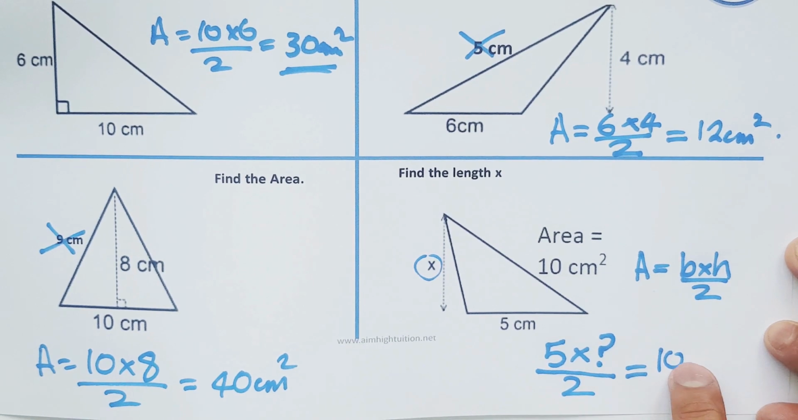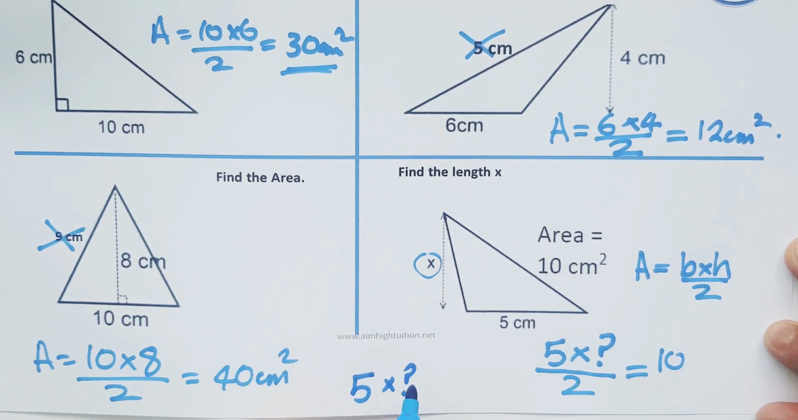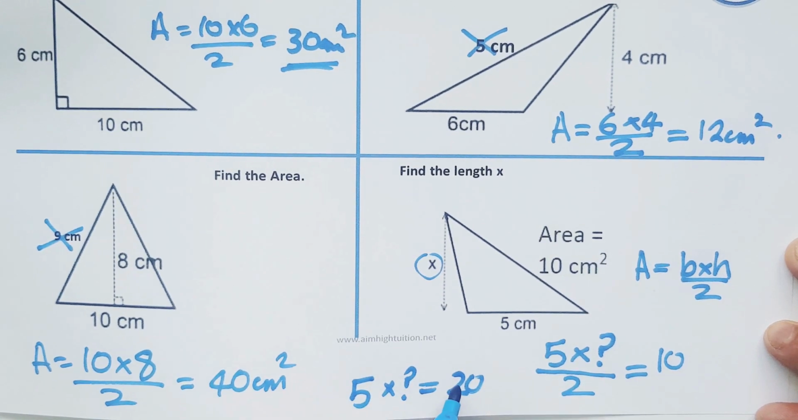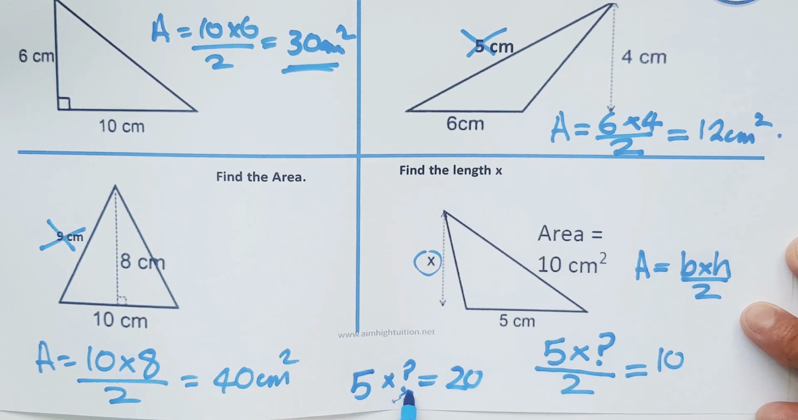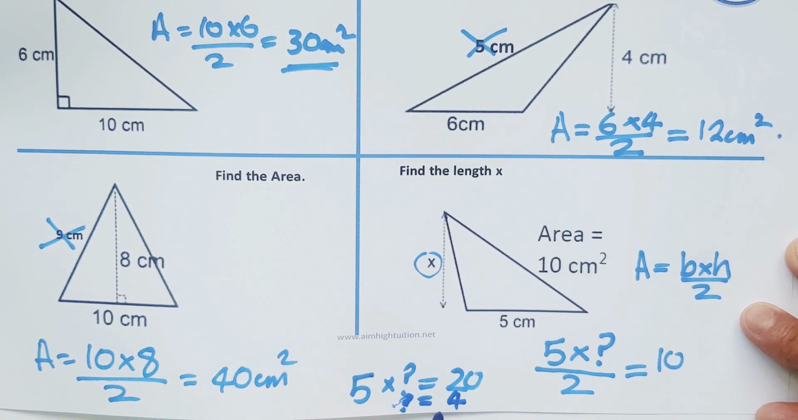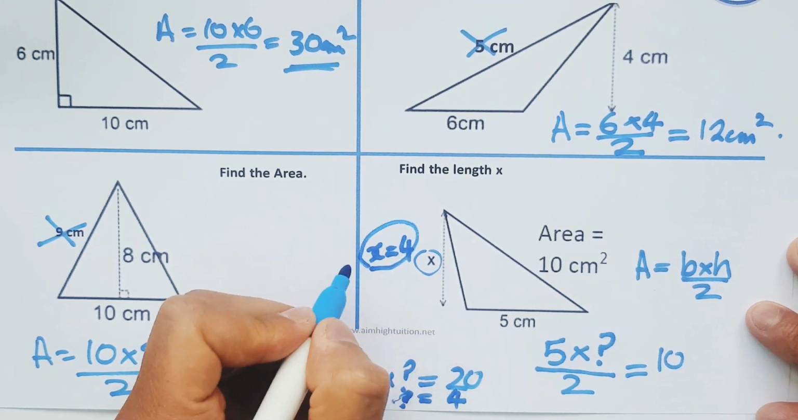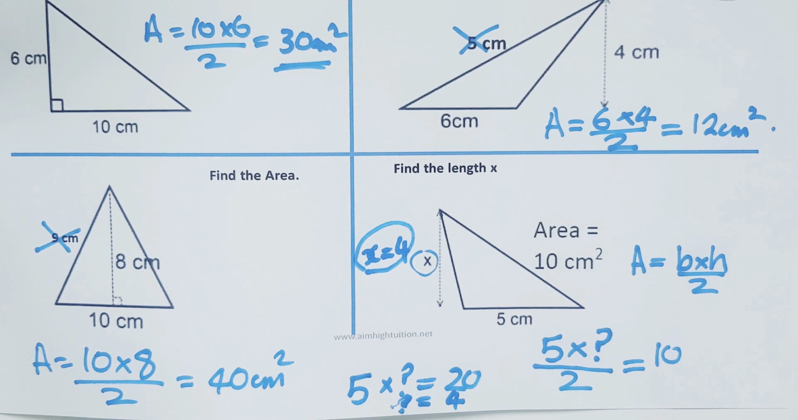To remove the divide by 2, I'm going to multiply both sides by 2, and I'm going to be left with 5 times the something that I want to work out, is 20. And the last step: 5 times something is 20, so that something must be 4. So in this case, x is equal to 4. Of course, you could have done all of that in your head, and if you got the answer to be 4, perfect, well done. So this is how you work out the area of a triangle.